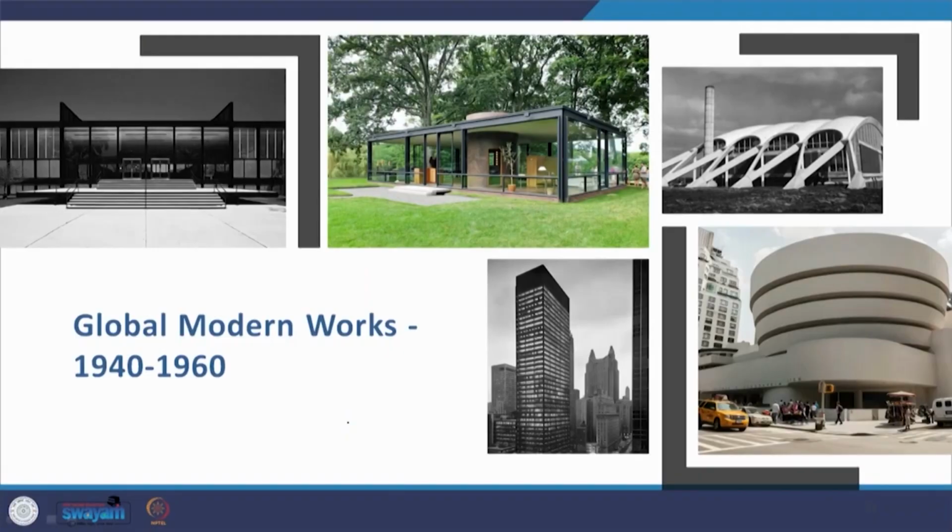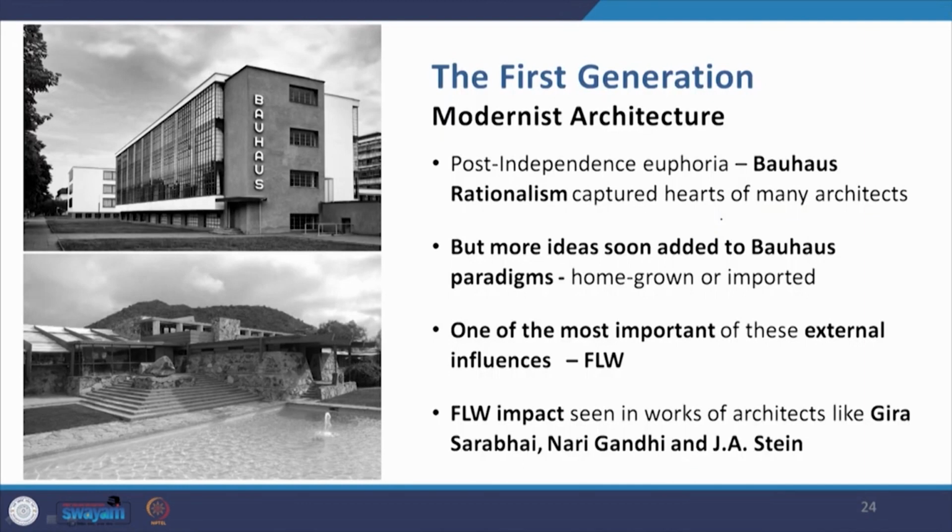Now what was happening globally around the same time, 1940 to 1960, there were buildings like the Crown Hall at IIT Illinois by Mies, there was the Glass House by Philip Johnson, there were the works of architects like Pier Luigi Nervi, there was Mies van der Rohe's Seagram Building, and the Guggenheim Museum by Frank Lloyd Wright in New York.